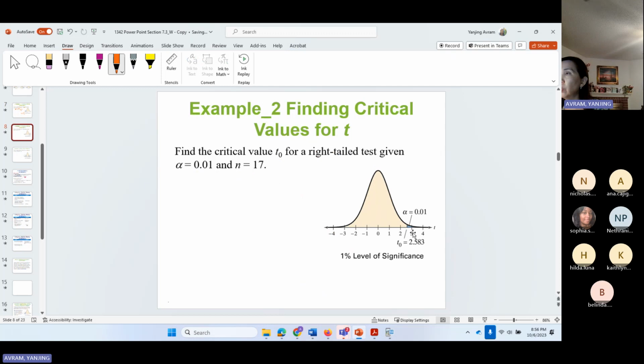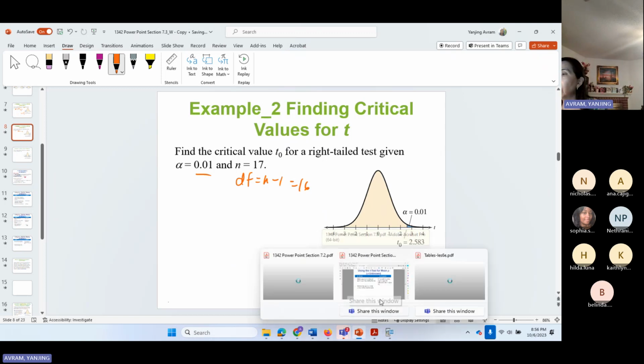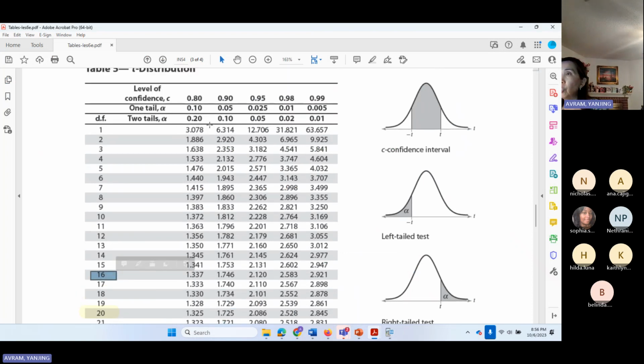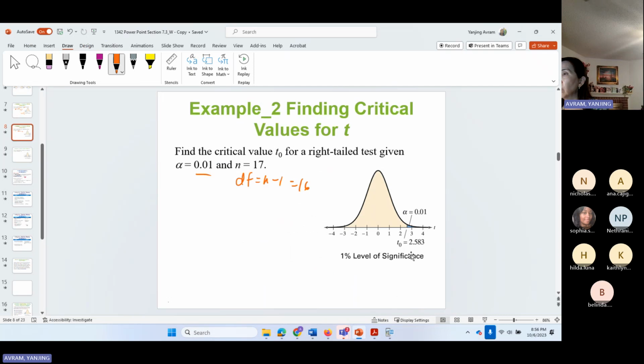All right, this one is a right tail test. So for a right tail test, t will be the positive one. N is 17, alpha is 0.01, right? So you look at your DF, which is n minus 1, so that's 16. So DF is 16, and alpha is 0.01. 0.01 is right here, one tail, and 16 is right here: 2.583. Okay, 2.583, and this one is positive because it's a right tail test.